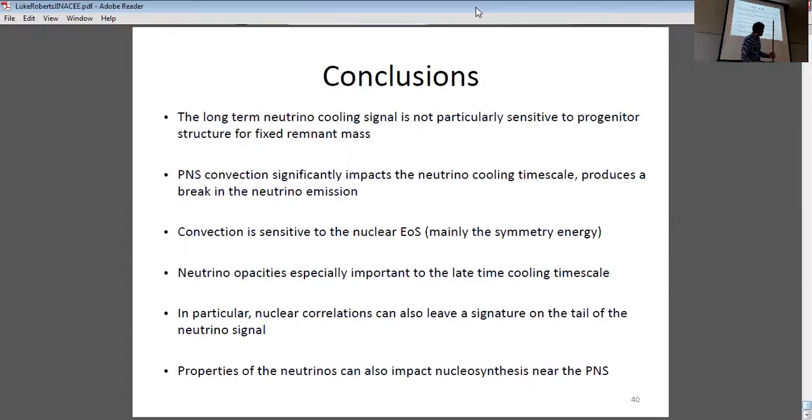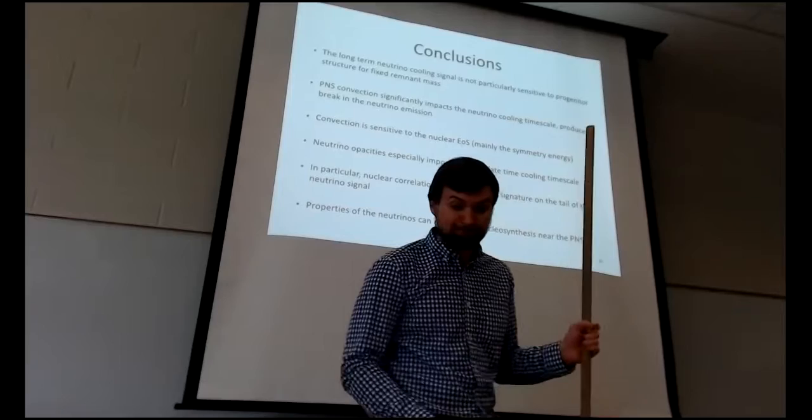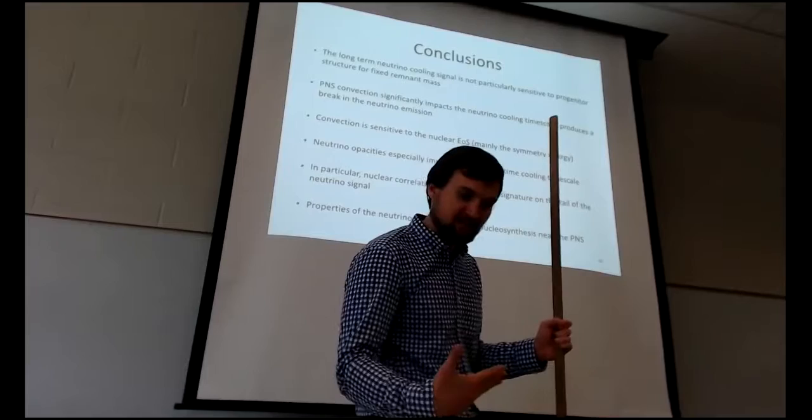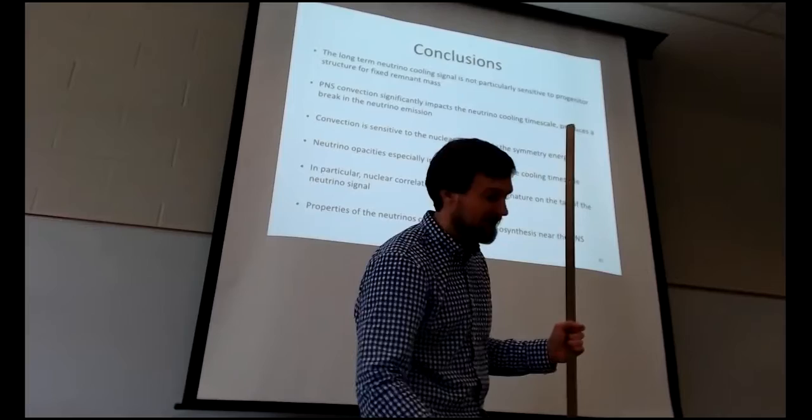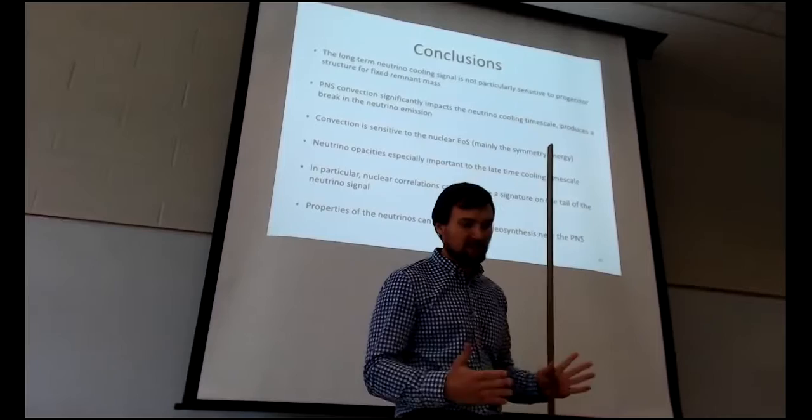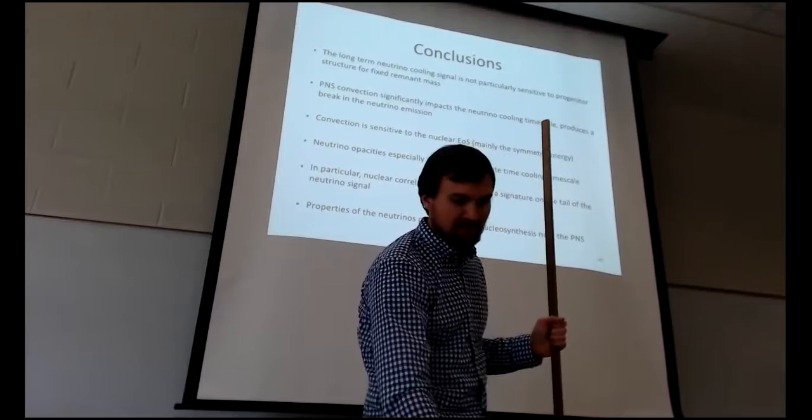I also talked about how neutrino opacities might impact the cooling timescale, in particular these correlations or screening through the RPA. There are many things you could do beyond that, but that's maybe the simplest approximation you can make. In particular, these things lead to a tail, especially at late times, where you can still observe these neutrinos from a galactic supernova. And then I talked at the very end about how these neutrinos can impact nucleosynthesis. So thanks.